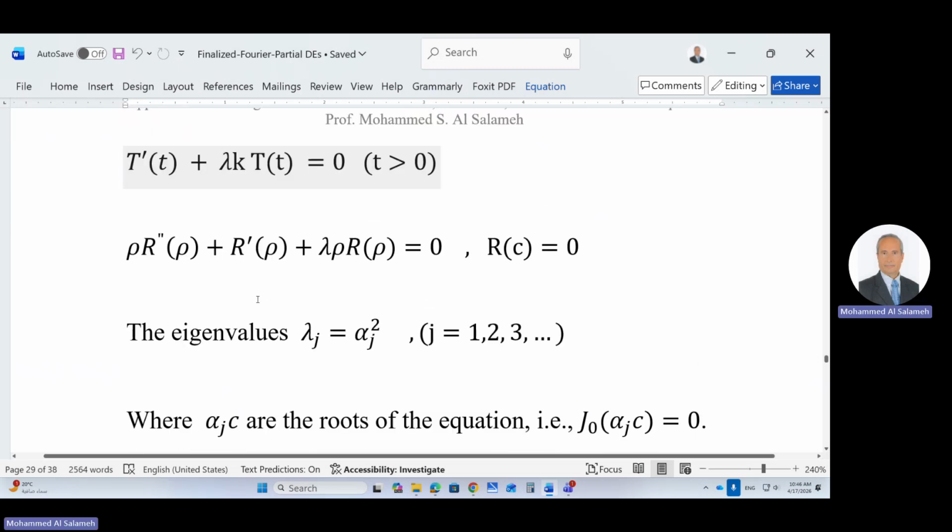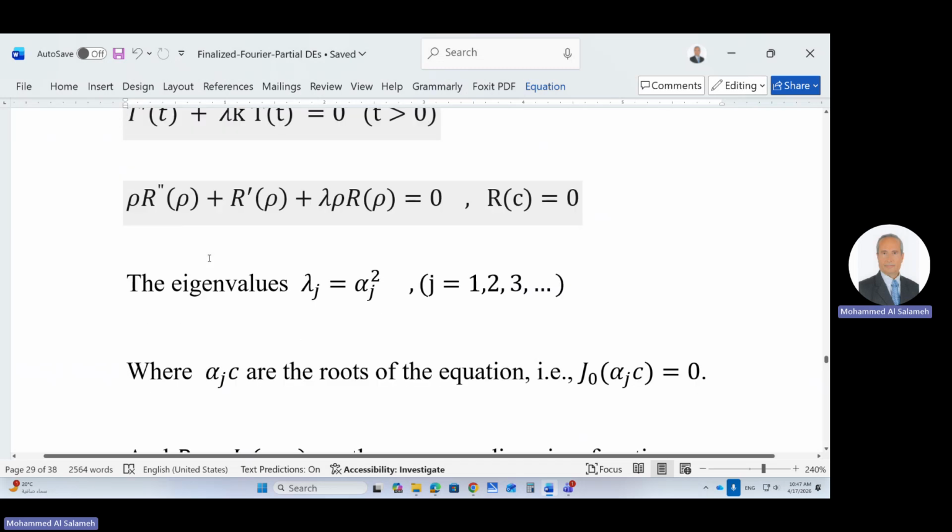This is the Legendre polynomial equation, and the equation is well known, where the eigenvalues lambda equal alpha j squared, j equal 1, 2, 3, etc. And alpha j c are the roots of the equation J0 of alpha j c equal to 0.